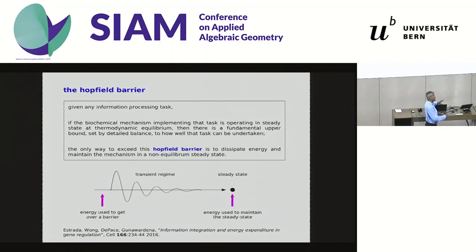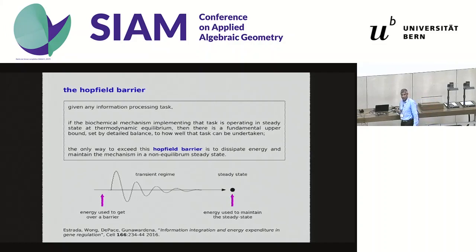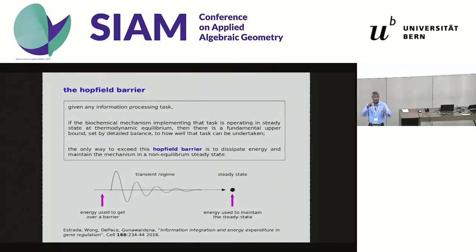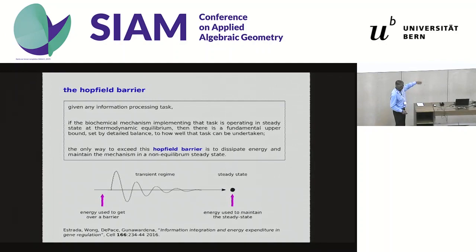But I think there's a very interesting set of questions to do with what's going on in the transient regime, and whether there is, in fact, some kind of transient Hopfield barrier, a fundamental limitation to the kind of information processing that you can do in the transient regime. We don't know the answer. We suspect from some of the things we're looking at that there is such a barrier, but we don't have a story there yet. So I'm going to focus on the steady state.